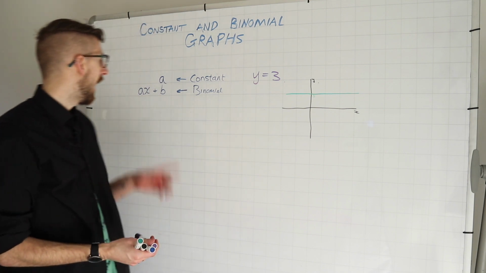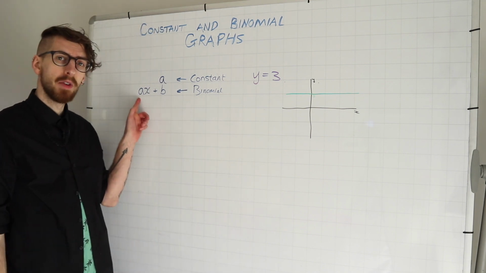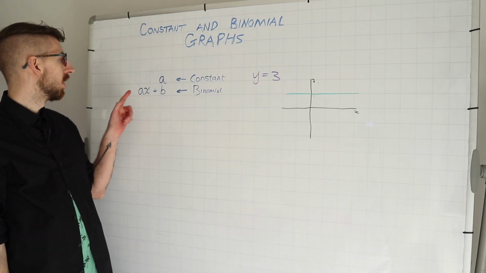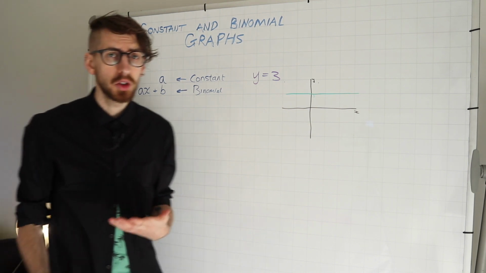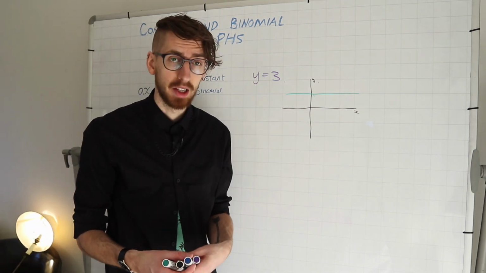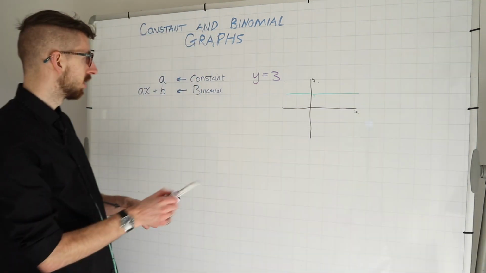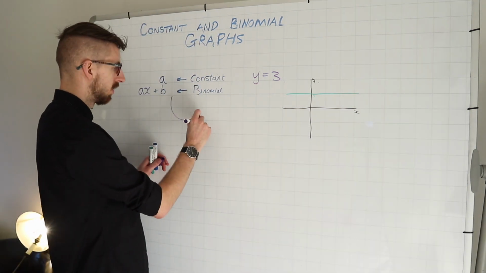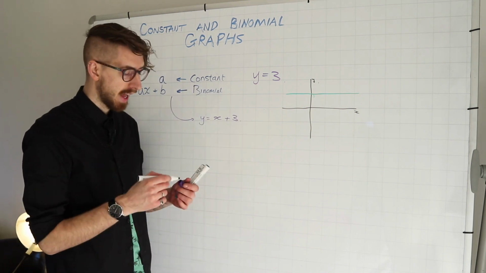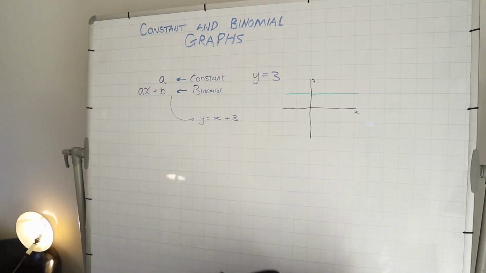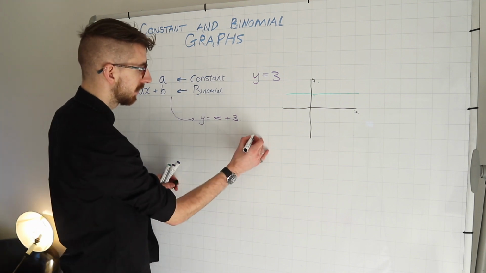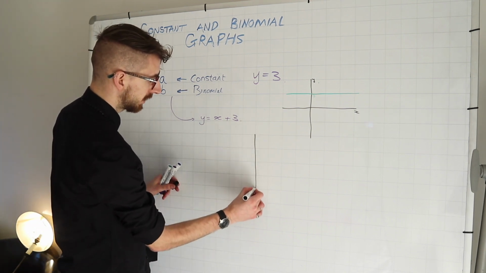Now the next one is where we've got some variation with x. So ax plus b. Usually we'll think of this as mx plus c. So if we've got, let's say, y equals x plus 3, now what we've got is a coordinate system.